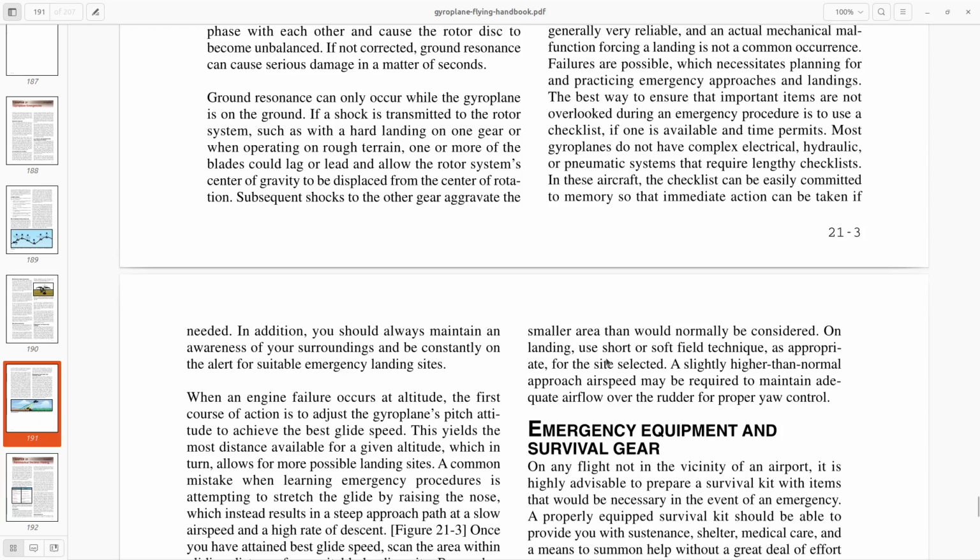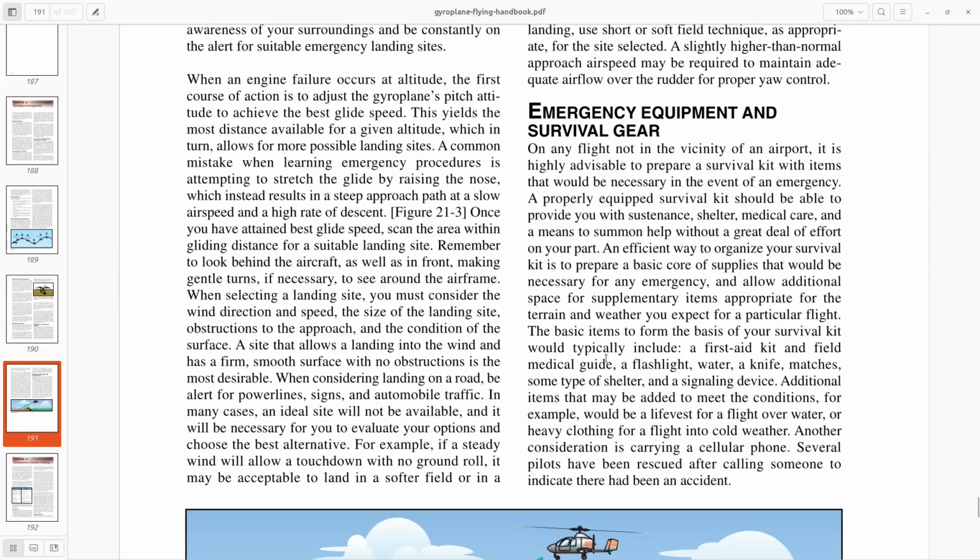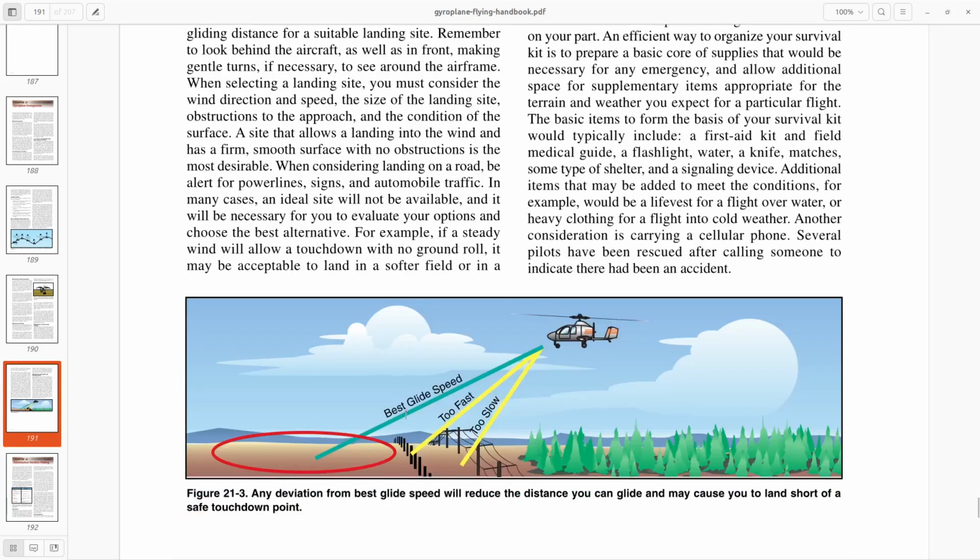But the most important thing is that you should start your emergency procedures. So what's the very first thing you want to do? You want to establish that best glide speed. And why is that? Because that gives you the most options. So they have a little picture here, and they say, hey, look, I'm trying to make it to this field. Well, if I come in at my best glide speed, I will make it. If I come in too fast or too slow, I'm not going to make it over my obstacles here.